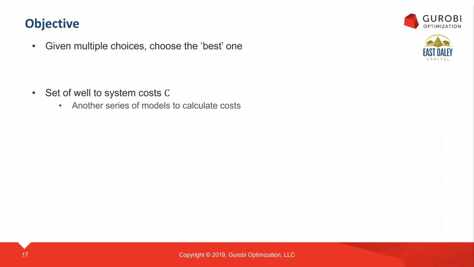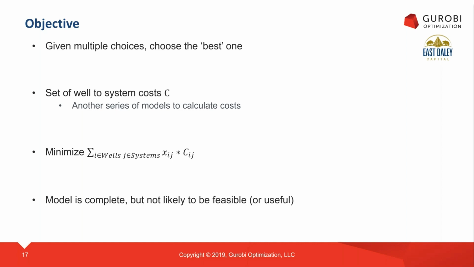So not only do we want to line up the volumes, but we then want to line up the volumes in such a way that we get the lowest cost solution. And so at the end of the day, we just want to minimize those costs. So at this point, we do have a complete model. We have decision variables, we have constraints, and we have an objective function.